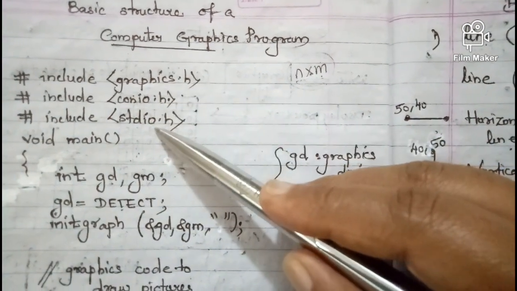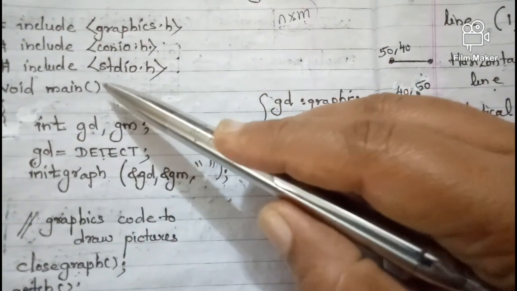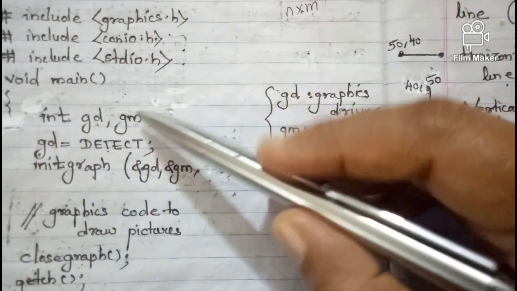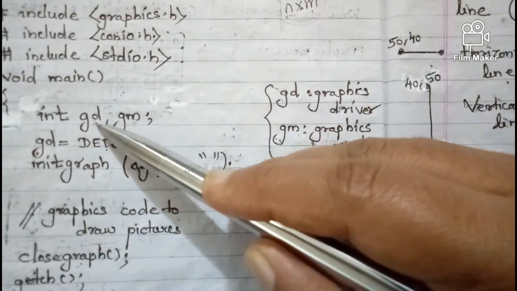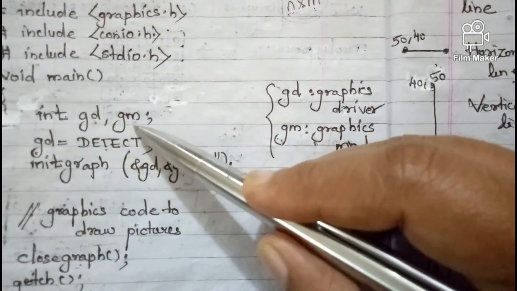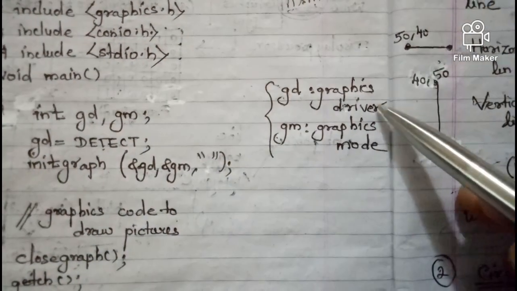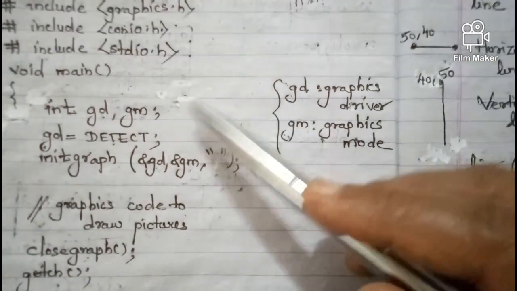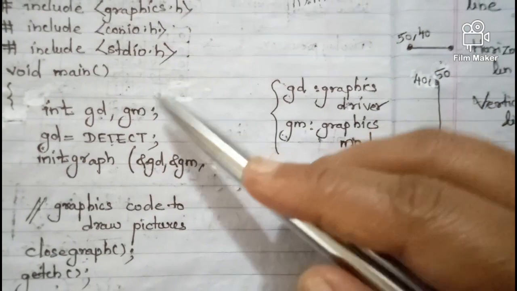Once the header files are included, we move on to the main function. In the main function, two integer variables are declared. One is GD and the next is GM. GD corresponds to graphics driver and GM corresponds to graphics mode.